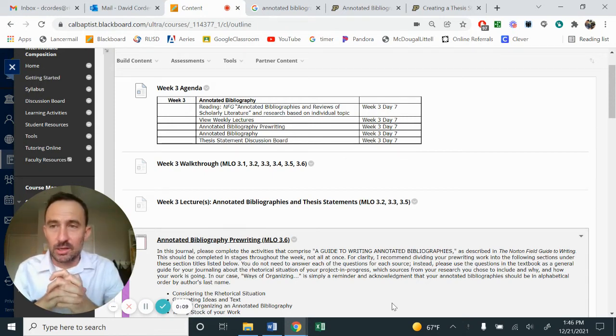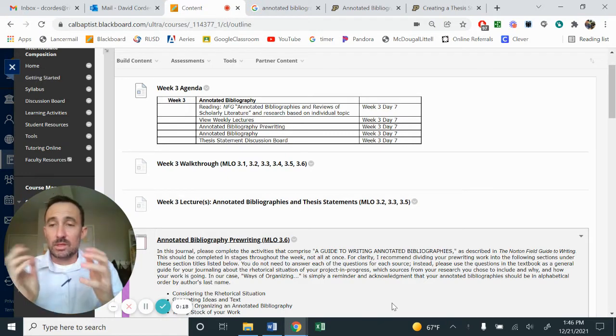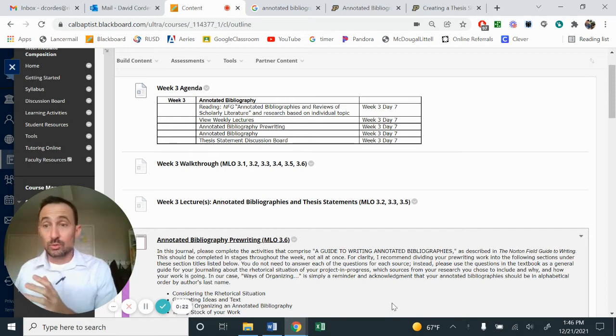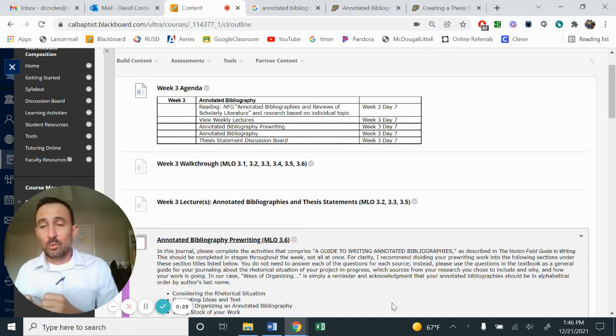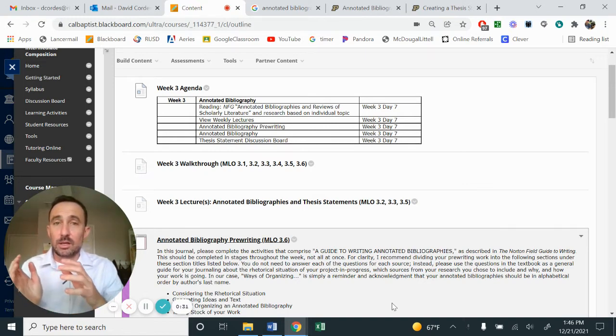Intermediate Composition. This week, ladies and gentlemen, we're going to be talking about annotated bibliographies as well as the thesis statement. This lecture video may actually be pretty short because during Week 2, we talked about annotated bibliographies and what those look like. And so we are building on the research that we've done, and we are going to continue to evaluate and analyze and synthesize our research into these annotated bibliographies.